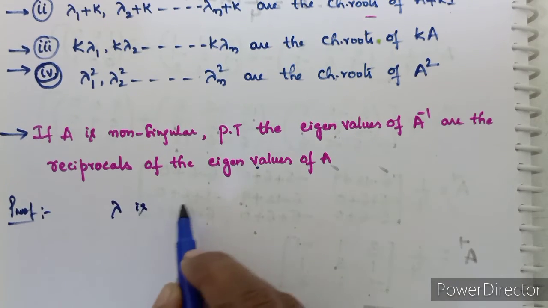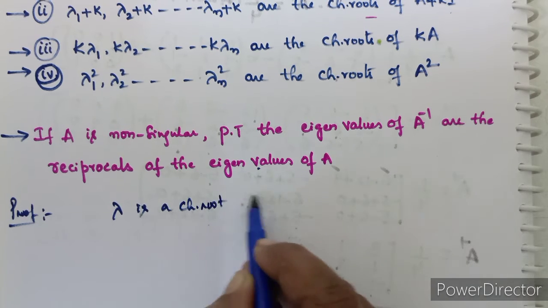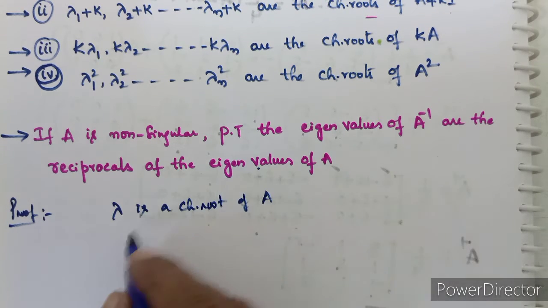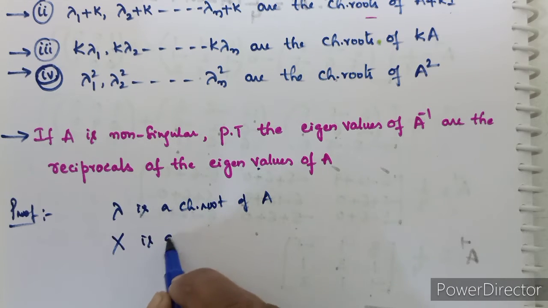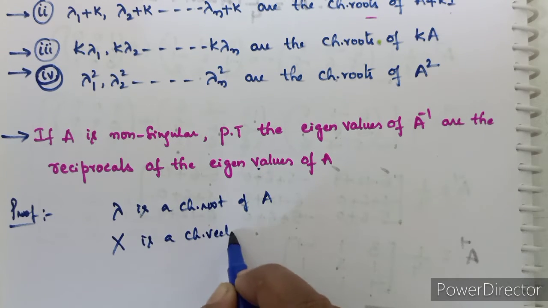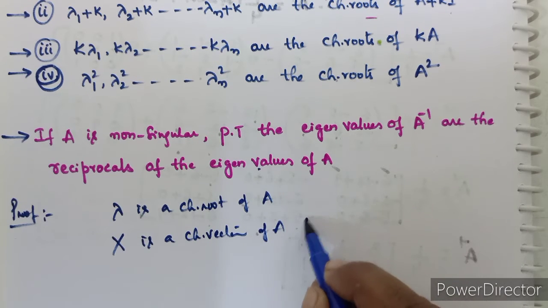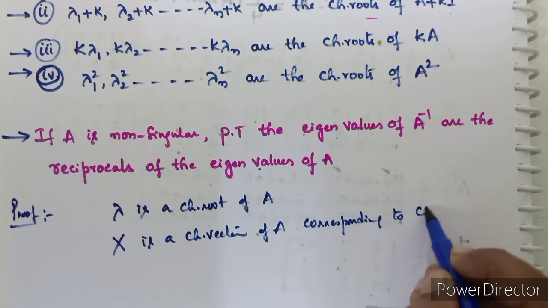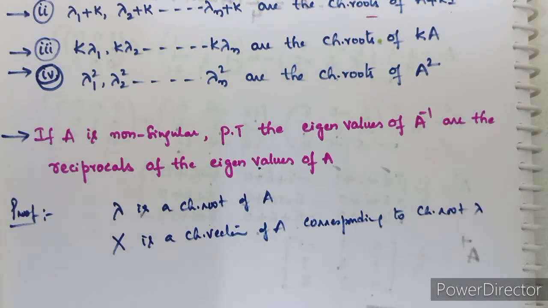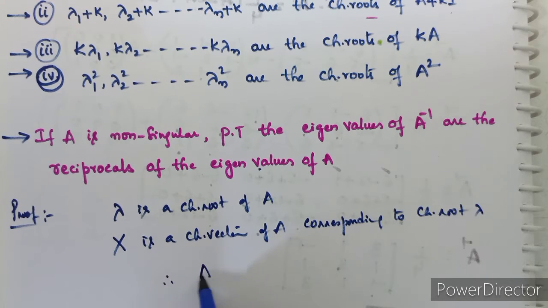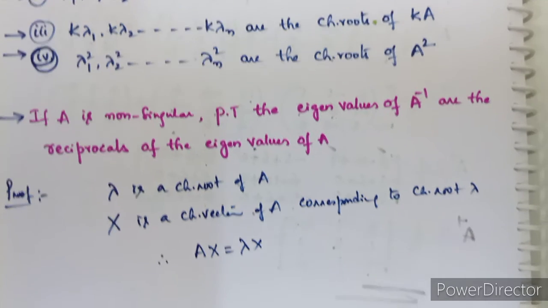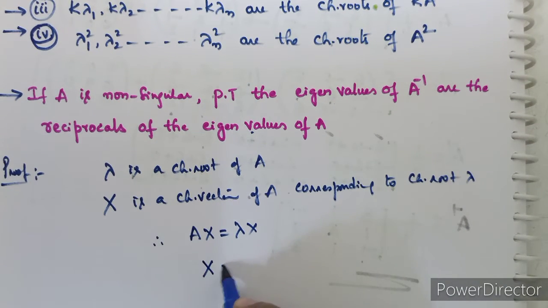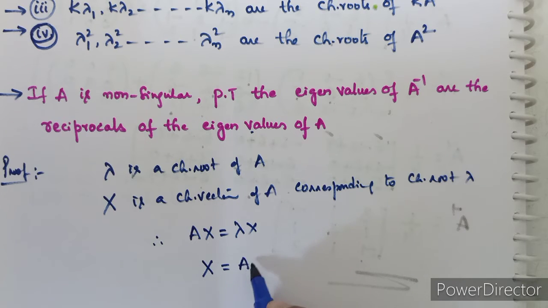Lambda is a characteristic root of matrix A and capital X is a characteristic vector of A corresponding to characteristic root lambda. Therefore, A into X is equal to lambda into X. Very important. X is equal to, we bring this A to the right side, A inverse of lambda X.